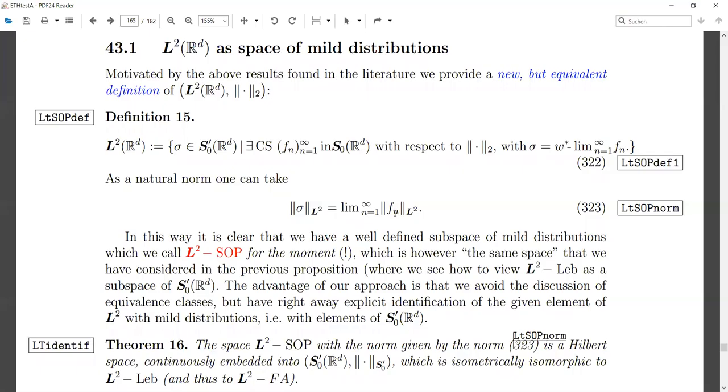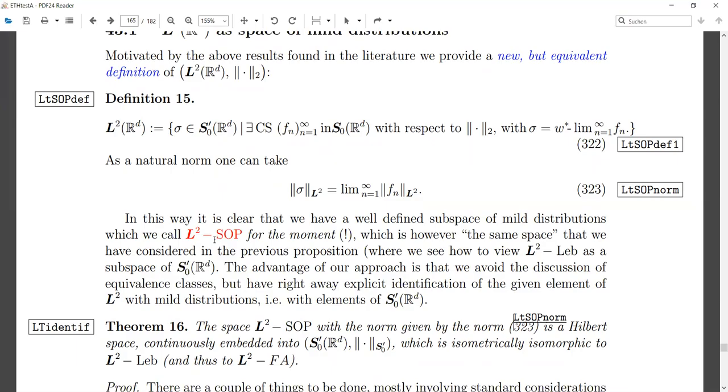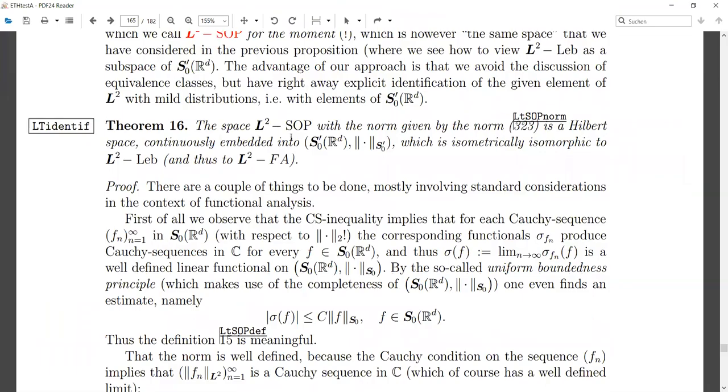So for a moment, I will call this version of L2 the S0 prime version of L2, but we will see in a moment that they are all equal. So the claim is just a bold claim. The L2 space defined in this particular way as a subspace of S0 prime is continuously embedded into S0 prime. So it's actually a normed space. It's a complete space. But it's isomorphic to the abstract definition, and the abstract definition is known to be isomorphic to L2. So it's just three different ways of realizing the same Hilbert space.